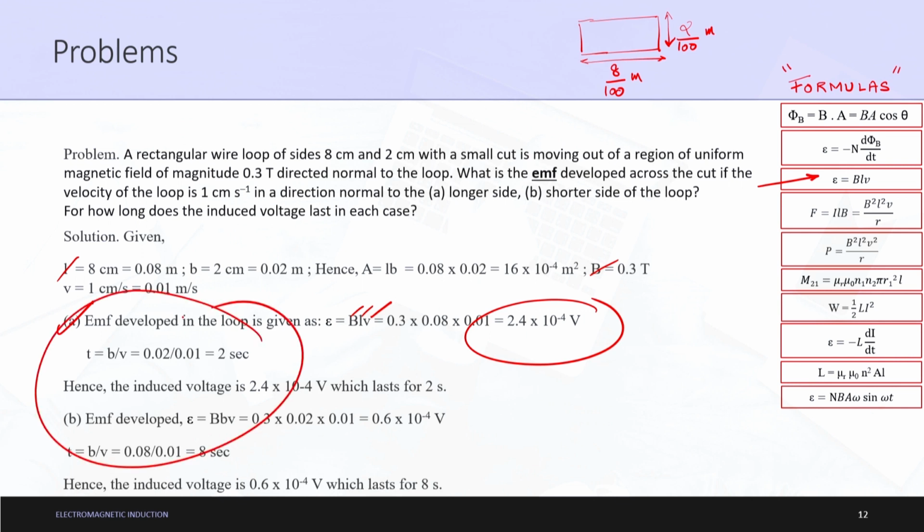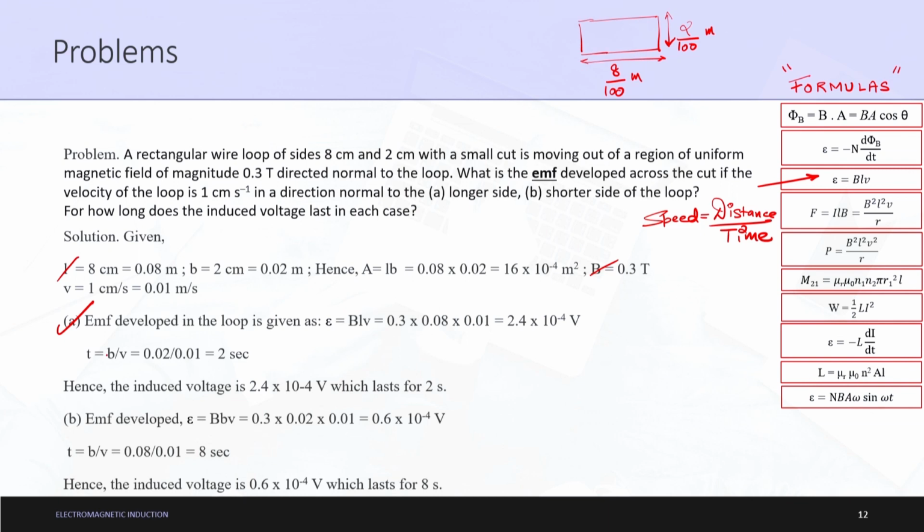Now, time is nothing but, we know that speed is equal to distance upon time. So, direct use of this concept is being used here, and hence we got T is equal to, please make sure here small b is being used, not L. Therefore, T is equal to small b upon V, and that is 2 seconds. So, for 2 seconds this induced voltage has lasted in the first case.